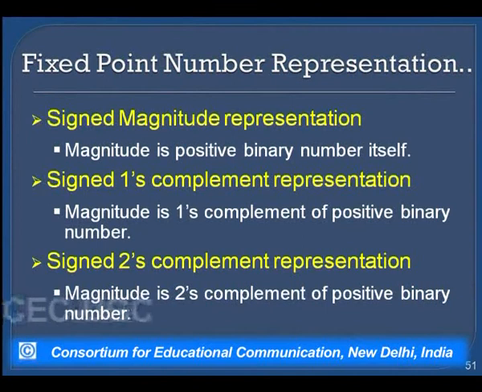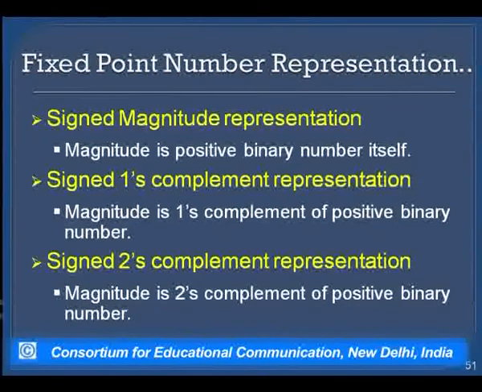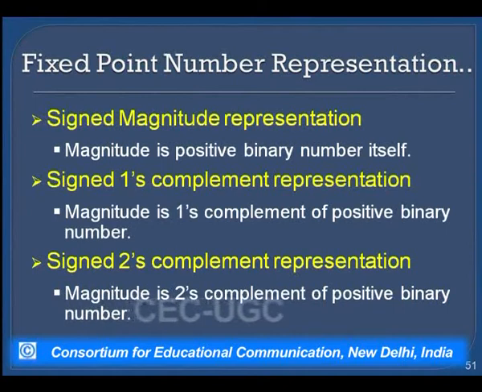In a signed magnitude representation, the most significant bit is 1, but the magnitude remains positive itself. In signed 1's complement representation, the MSB is 1 and the magnitude is the 1's complement of the positive number, and in signed 2's complement the MSB is 1 and the magnitude is the 2's complement of the positive number.